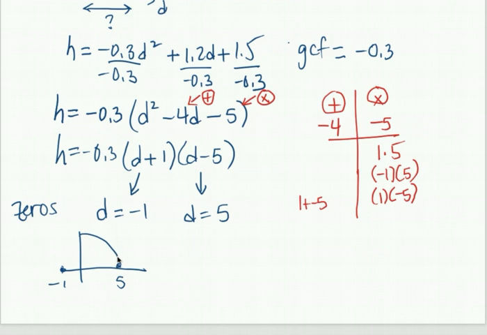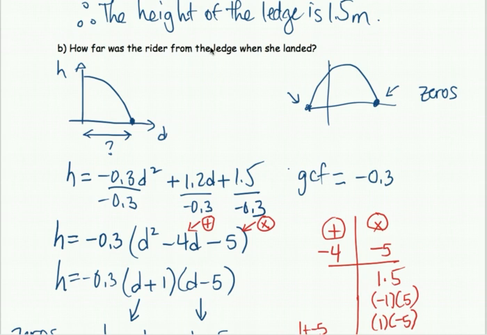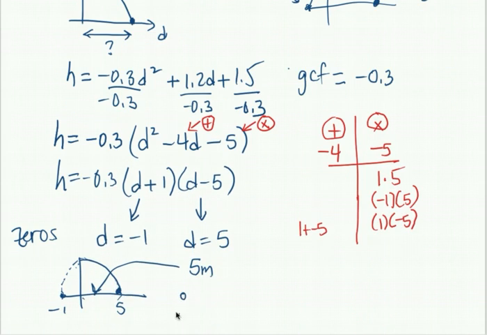So again, she did this, right? There's this part here that doesn't make sense because that's inside the ledge, I guess, but this part here, she jumped and she landed here. So this one's not an answer. From here to here, that's 5 meters. The question was, how far was the rider from the ledge when she landed? Therefore, she was 5 meters away.